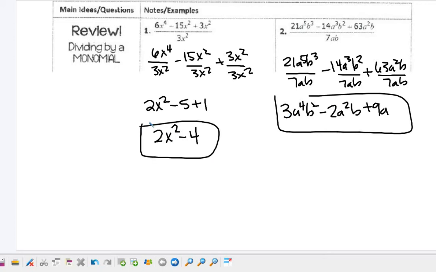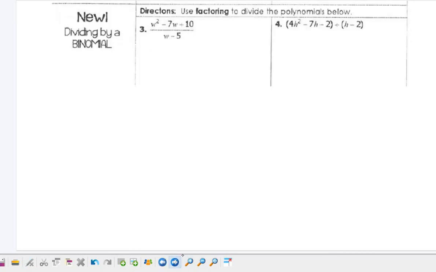Okay? So this really is more simplifying than true division, like what we think about when we think true division. Now it is division, but you probably tackled this more like a simplifying problem in Algebra 1. So let's look, what happens when we divide by a binomial?